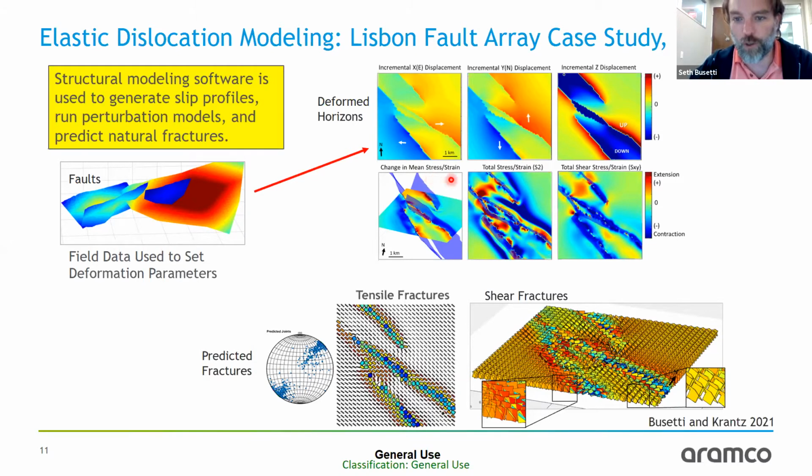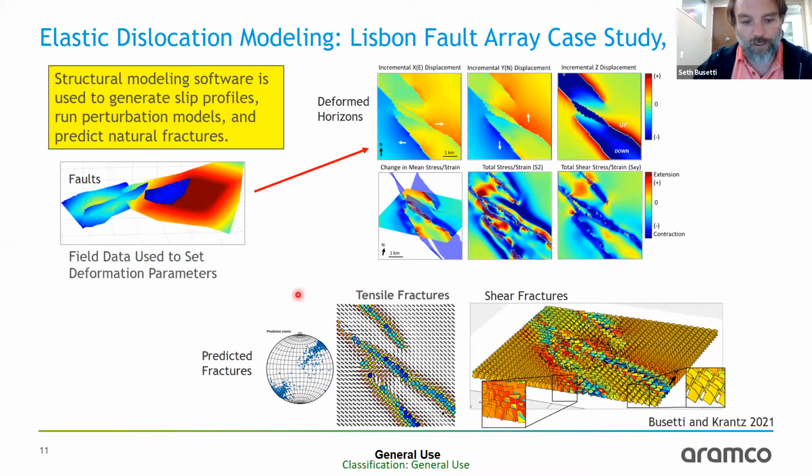But mean stress and strain, total stress, total shear stress. So all of these are the kinds of things that a user might want to simulate to ask some questions about fault connectivity, about preferred flow conduits, about safe distance to drill from a fault likelihood. Yeah, so we have a lot of things that we can predict from these attributes.